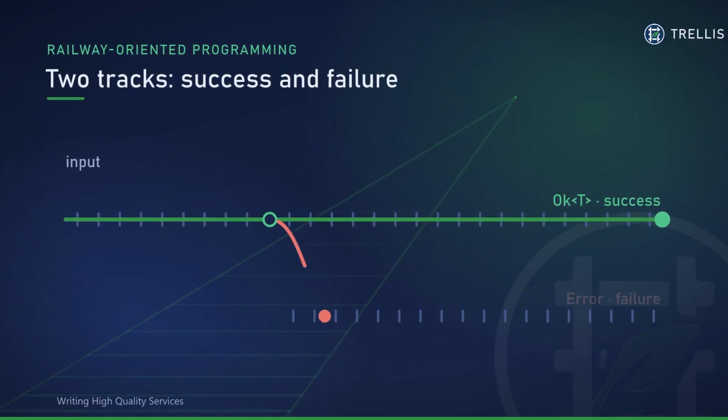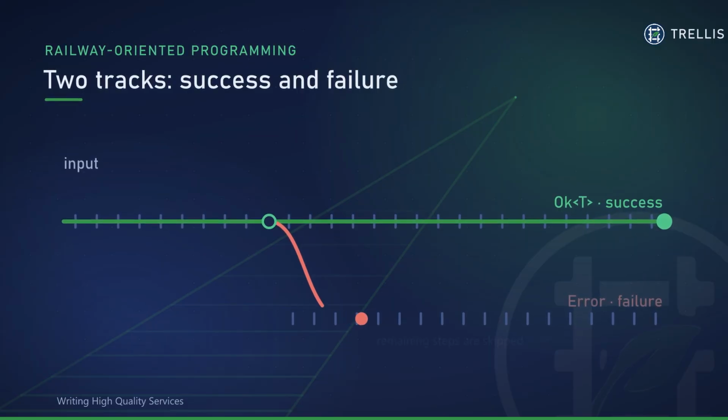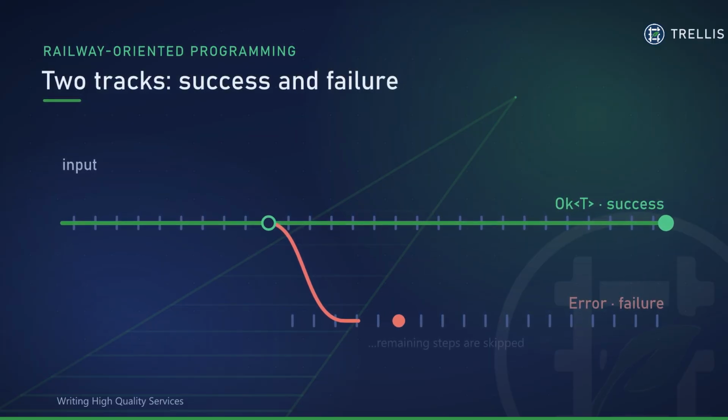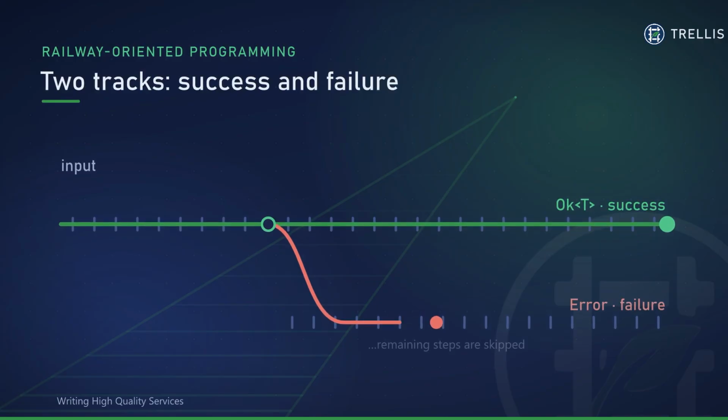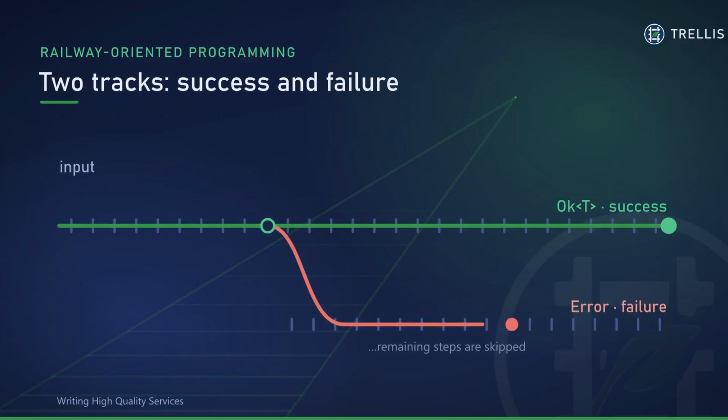And here's the crucial part for testing. Once you're on the failure track, you stay there. The remaining steps are skipped entirely. They never run. So a pipeline of 5 steps that fails at step 2 does exactly 2 steps' worth of work and hands you the error from step 2. That skip-the-rest behavior is called short-circuiting, and it's the thing we most want to prove.